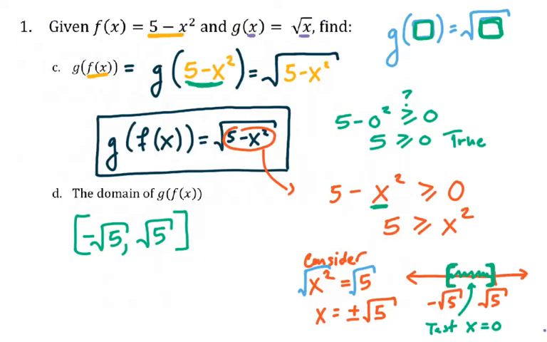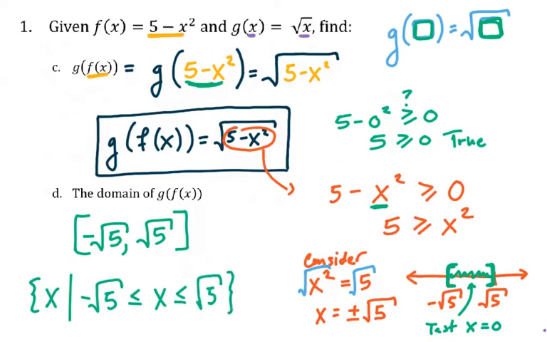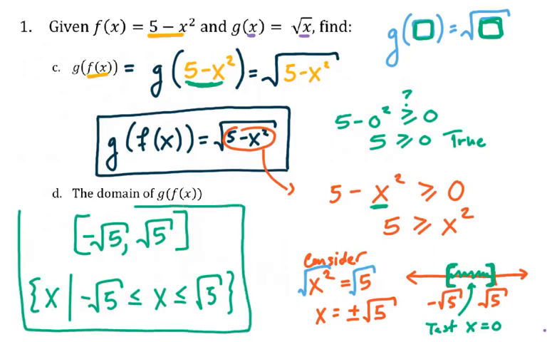So there's the domain. Interval notation looks pretty nice, I think, for this one. If you prefer set builder, we could still do that though. We could say all x are good such that x is bounded between and including negative square root 5 and positive square root 5. So either of those notations would be great for the domain.